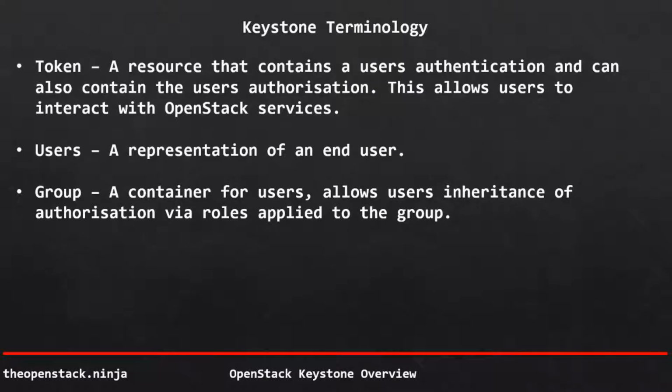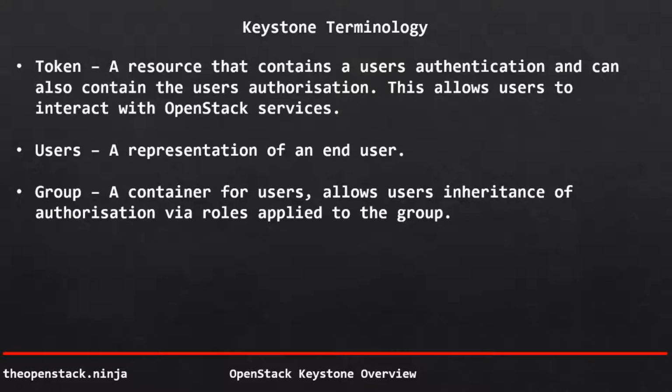So a token, which we spoke about earlier. A token is a resource that contains the user's authentication and can also contain the user's authorization. This allows users to interact with OpenStack services. So a token is a representation of a user's authorization and authentication. It's what you get back from Keystone when you complete a login process. And that token will contain all of the information required for you to interact with other OpenStack services.